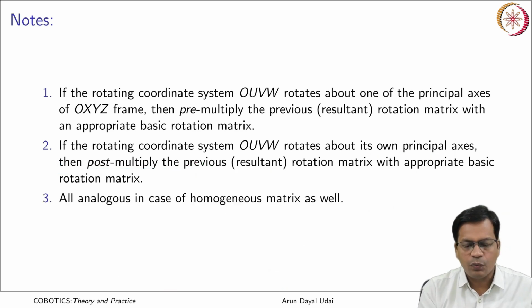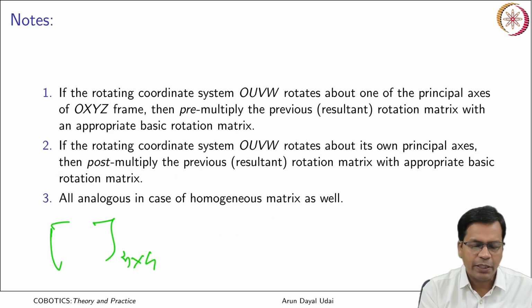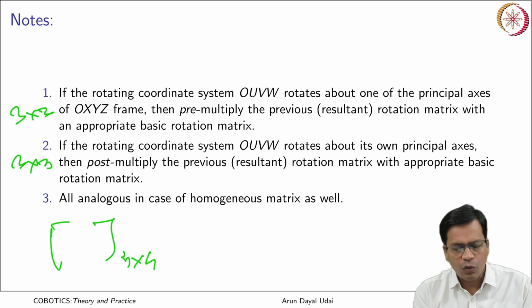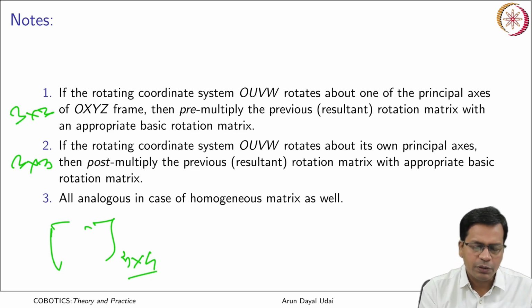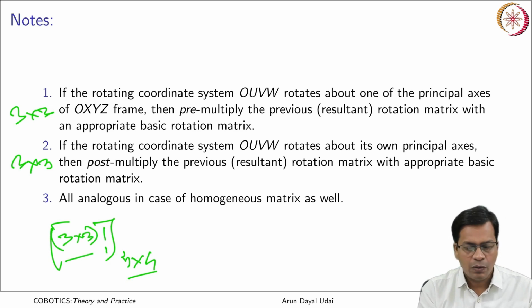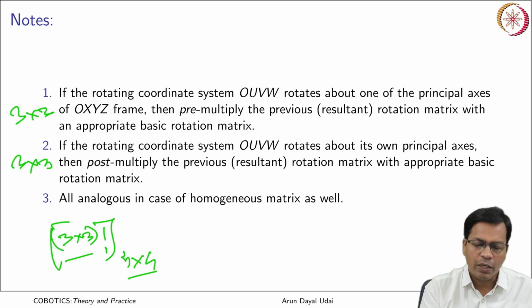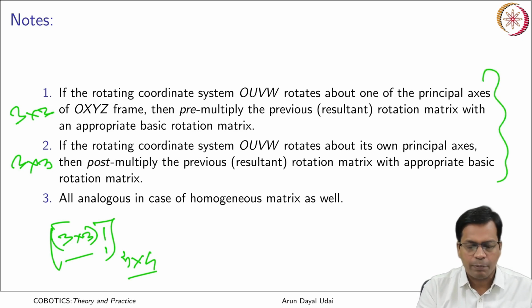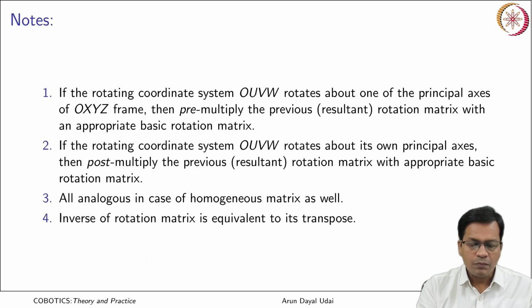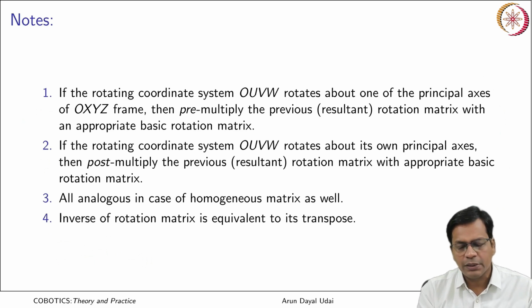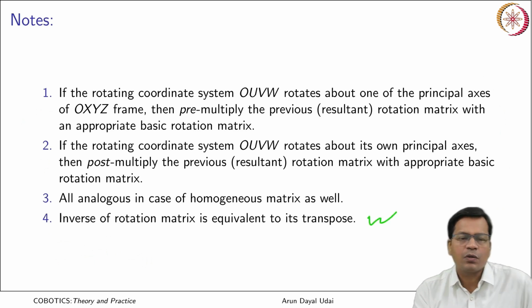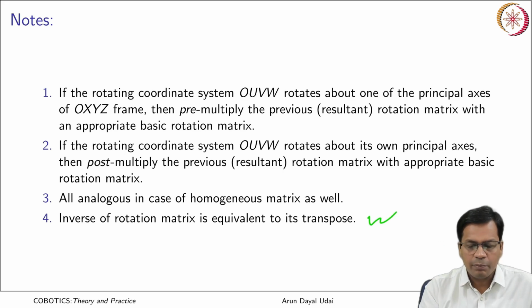Now, this would happen even in case of a 4 cross 4 matrix. So, irrespective of 3 cross 3, it could also be in 4 cross 4. That means the 3 cross 3 sub matrix can remain here and translation will go here and these will be 0. So, using 4 cross 4 also these two rules apply. Inverse of a rotation matrix is equivalent to its transpose. We have seen the rotation matrix is an orthogonal matrix.